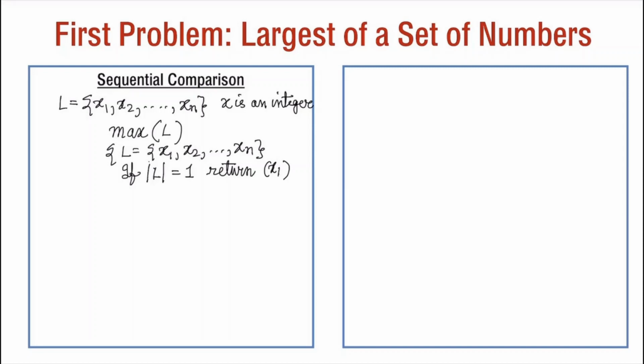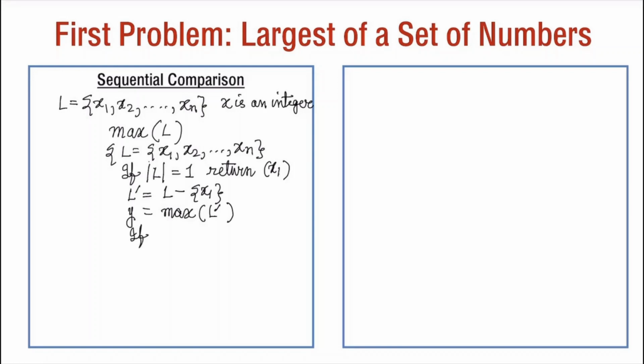This is the base condition. The recursive condition is that we create a new list after removing the first element. So we create L' by removing x1 from L. Then we find recursively the maximum of L', and then we compare x1 with L'.